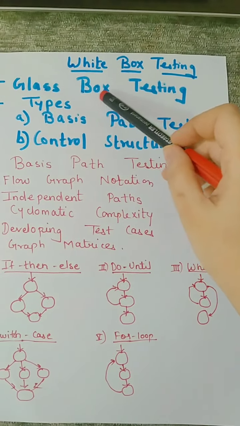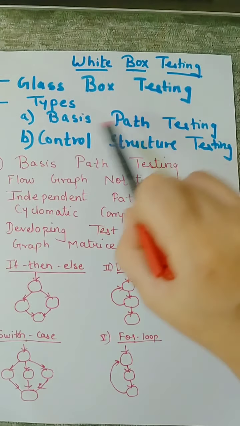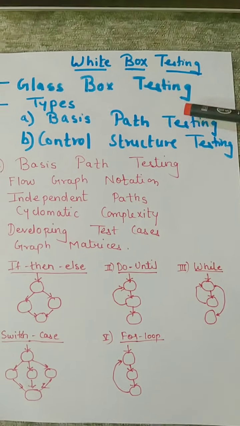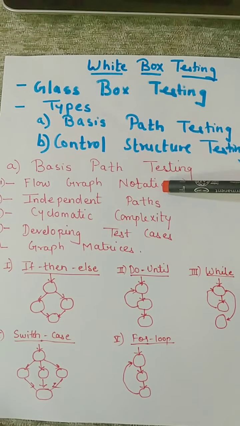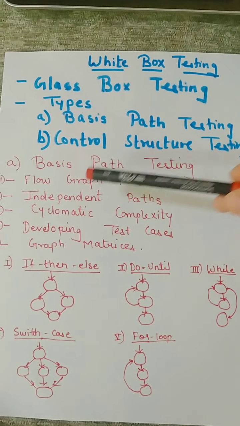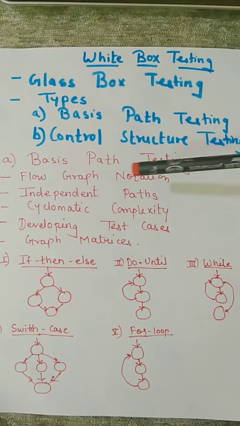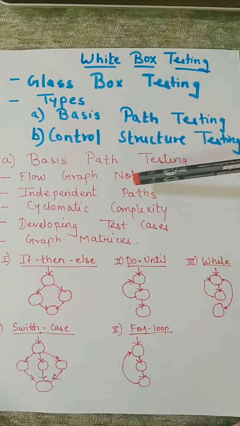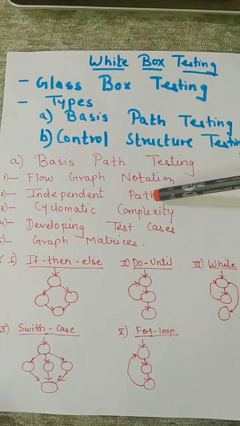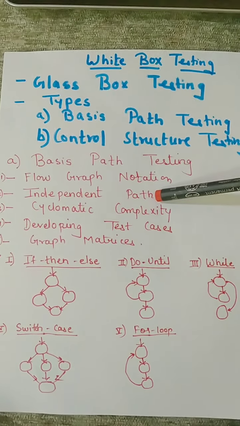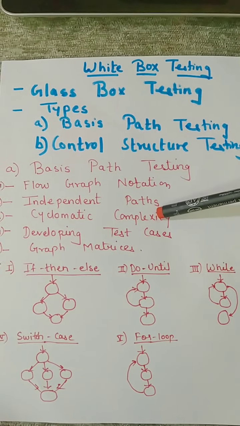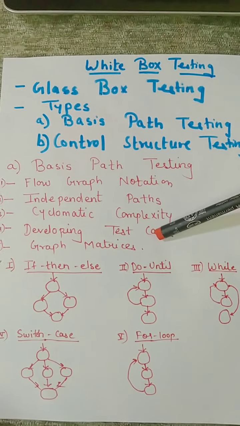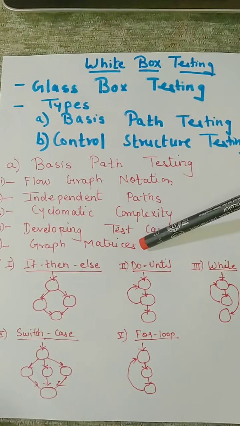So there are two types of white box testing. One is basis path testing and the other one is control structure testing. Today we are going to see basis path testing. There are a number of steps through which we can develop basis path testing. First is flow graph notation, in which we will be developing a flow graph based on your code. Second is independent paths. From this flow graph, we will develop the independent paths in the code. Third is cyclomatic complexity. We find out the complexity of the system. Fourth, developing test cases. And fifth, developing graph matrices.